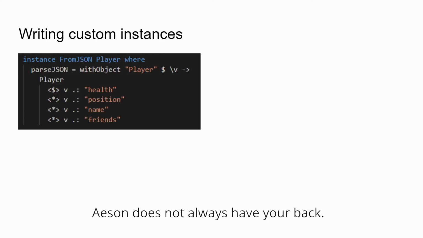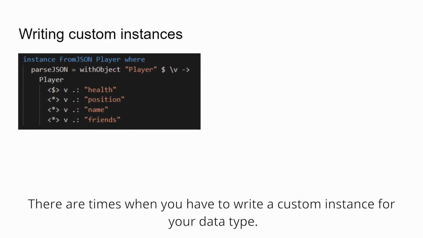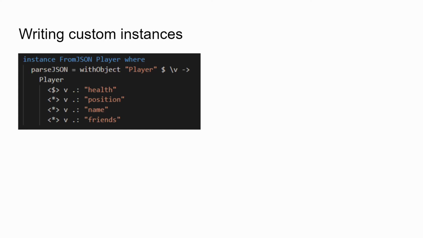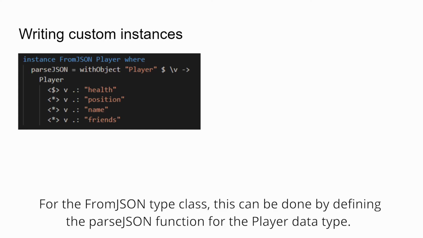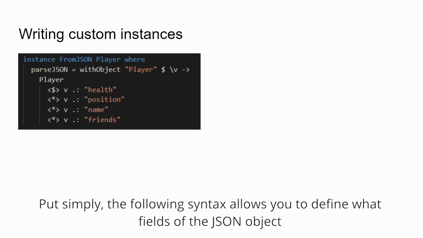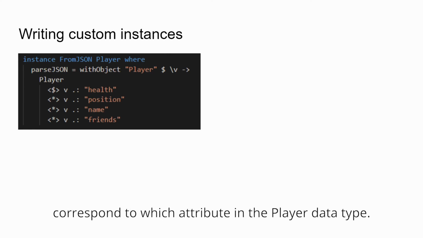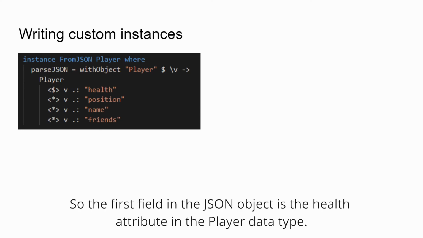Aeson does not always have your back. There are times when you have to write a custom instance for your data type. For the FromJSON type class, this can be done by defining the parseJSON function for the Player data type. Put simply, the following syntax allows you to define what fields of the JSON object correspond to which attribute in the Player data type. So the first field in the JSON object is the health attribute in the Player data type.